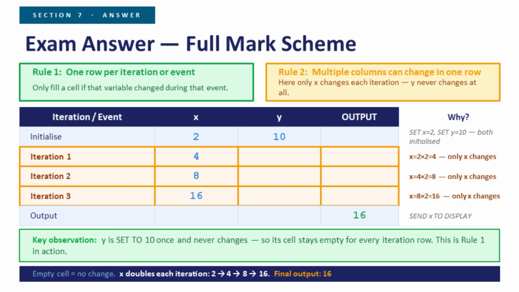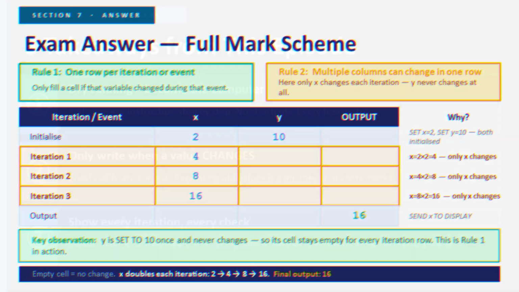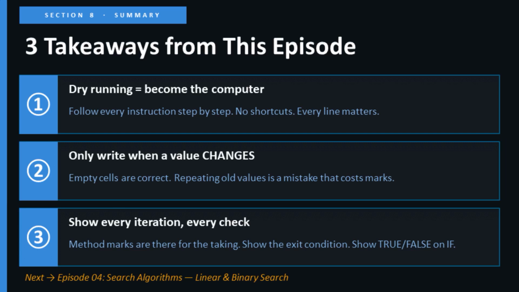If you got the right final answer but skipped some rows, you probably got 2 out of 4. If you showed every step, you got full marks. That's the difference between a 7 and a 9. And that is trace tables completely demystified.